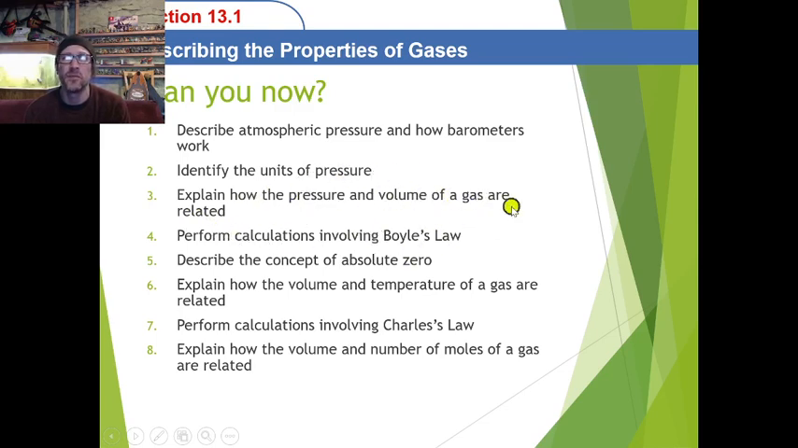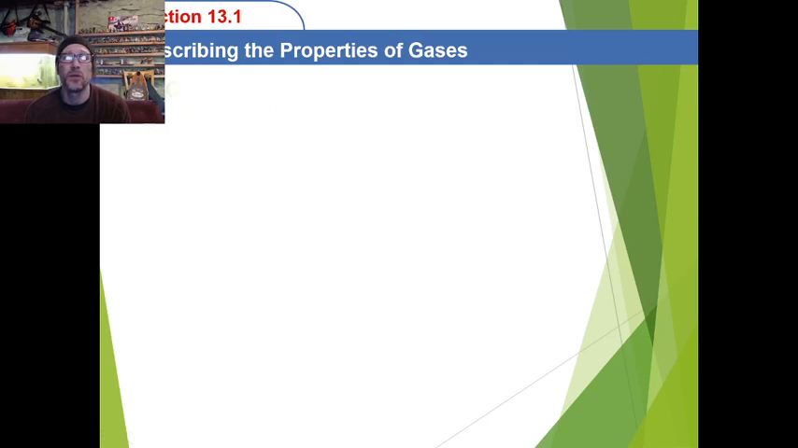Perform calculations using Boyle's law, P1V1 equals P2V2. Describe the concept of absolute zero. It was what Charles derived by looking at how gases change volume with temperature. It's cool. Explain how volume and temperature of a gas are related. Perform calculations with Charles' law. And then again, the more gas you put in a balloon, the larger the balloon gets. Calculating with Avogadro's law. I almost forgot that one, but you can do that.